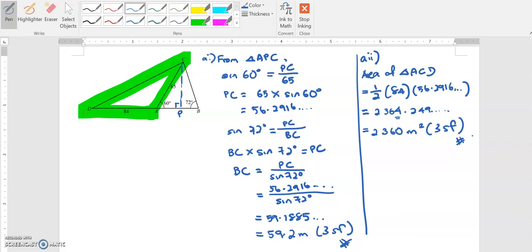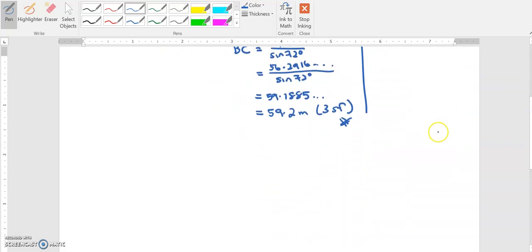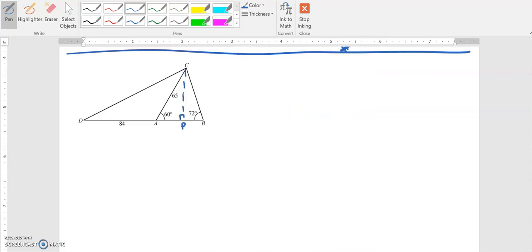Alright? That's part 1 and part 2 for you. Now let's take a look at part 3. And perhaps I should bring the diagram down. In part 3, find the length of the hedge CD. Alright, to find the length of the hedge CD, which is actually this yellow long distance we have there.